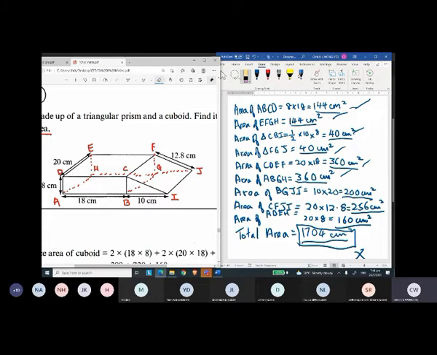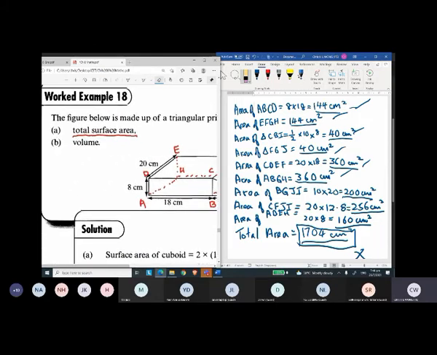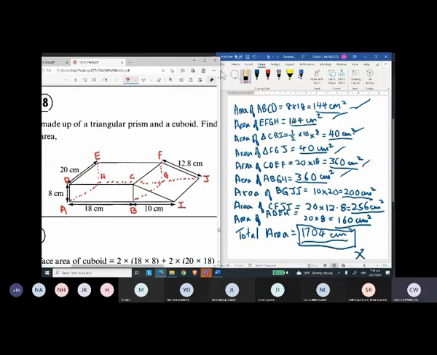I want you to look at this diagram. Now it's also find the volume. The next question is find the volume. This is your next question. Find the volume. All right. Look at this.